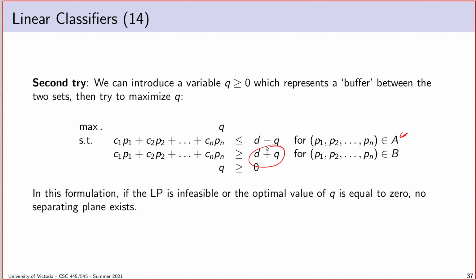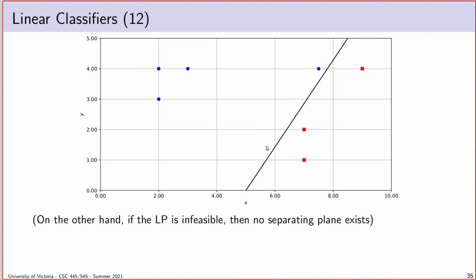In this case, just like before, if I find out that the LP is completely infeasible, even with Q equal to 0, then that means there's no way to draw the line to begin with, no gray area.